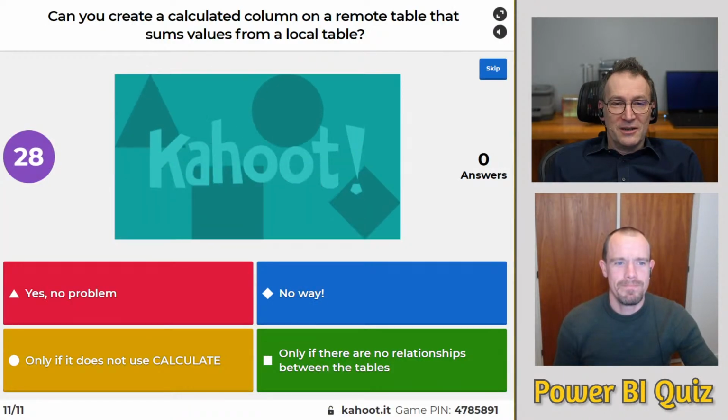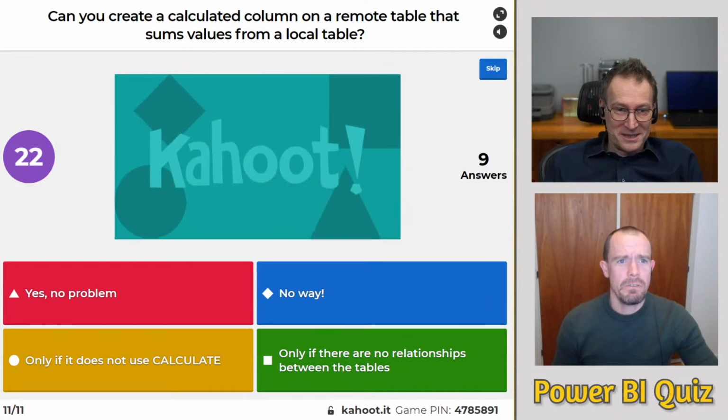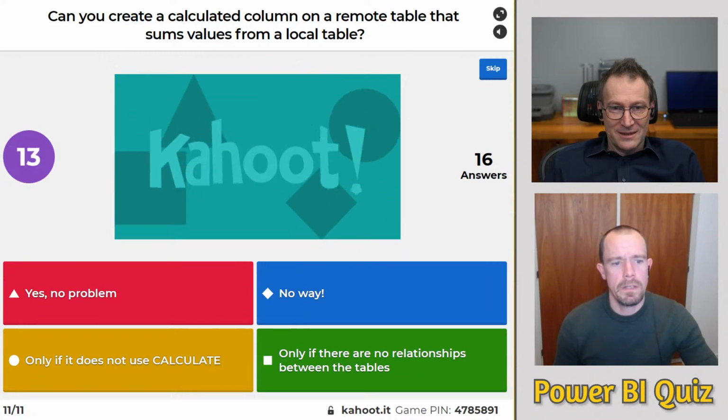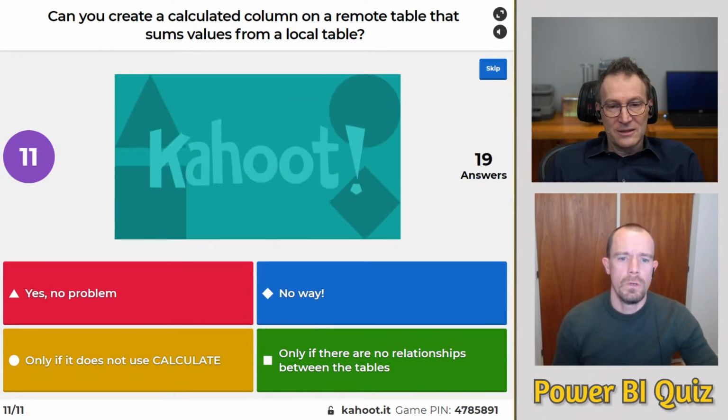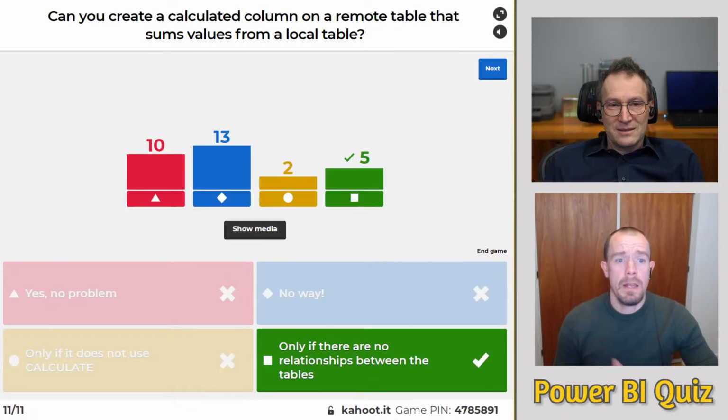Oh, that's going to be hard. So you have 30 seconds for this. Can you create a calculated column on a remote table that sums values from a local table? Yes, no problem. No way. Only if it does not use calculate. Only if there's no relationship between the tables. And you have 8 seconds left. 5, 4, and we have.